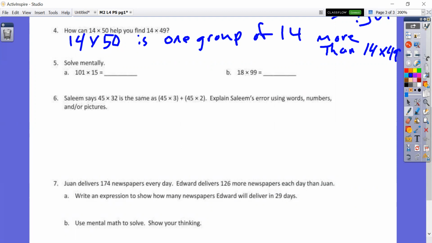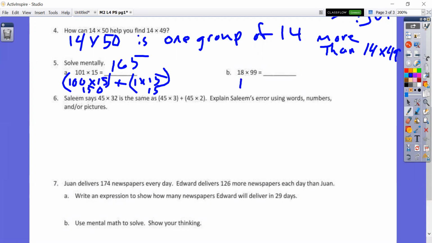Well, it just wants us to solve mentally. See if you can do this. Well, on this one, I'm going to think 100 times 15, but then I'm going to add back one group times 15. Let's see if that helps you. You don't have to write that down because it wants us to solve it. I'm writing it down so you can see it. Well, that would be a 150, right? Plus 15. Well, if I added those together, 165.